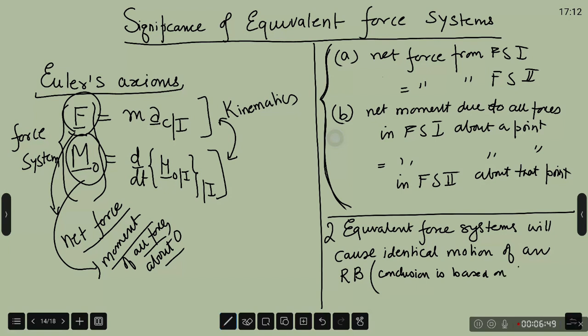So if my interest is only to predict the motion of RB correctly, why do I deal with a force system with thousands of forces and torques? I will first replace that complicated force system with a simple force system, maybe with one single force acting at a point of my choice and a torque, and I will still be able to predict the correct motion of the RB. That is the motivation why we studied equivalent force system. Alright, I hope this idea is clear to you.